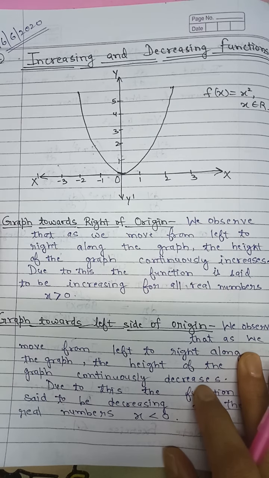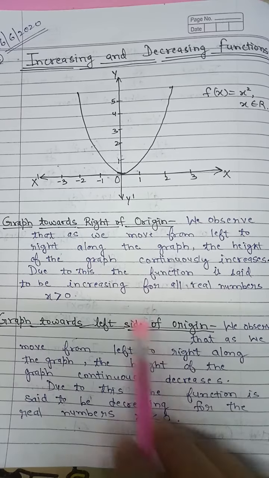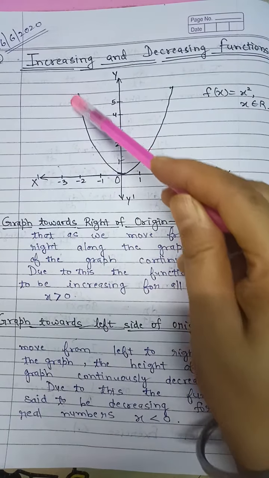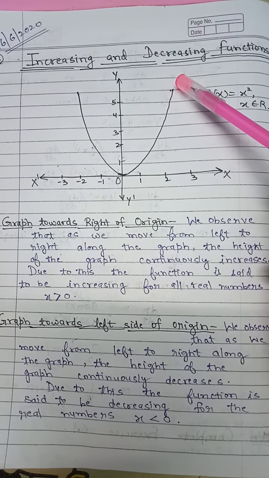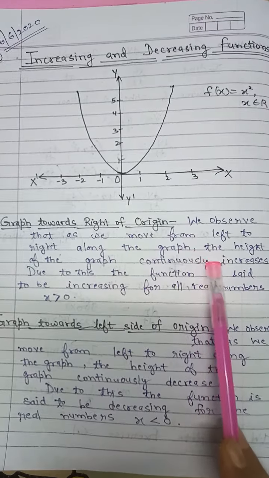So first let us observe this graph. What is happening in this graph? See, this is the x-axis, this is the y-axis, and the graph is going like this. First we'll be observing the graph towards the right of the origin.